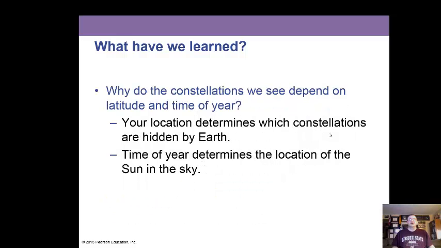Your location determines which constellations are hidden by the Earth, and the time of year determines the location of the Sun in the sky. During the winter time it's quite low, and in the summertime it is quite high.